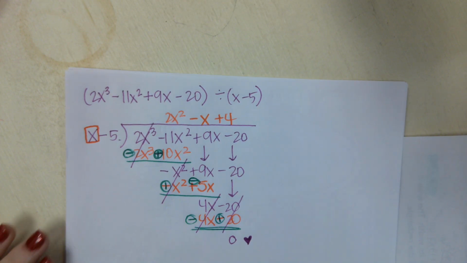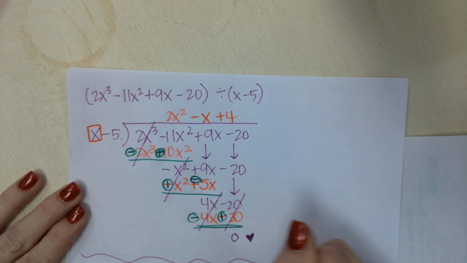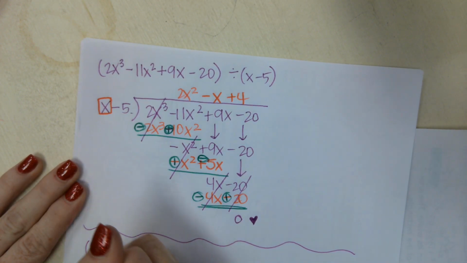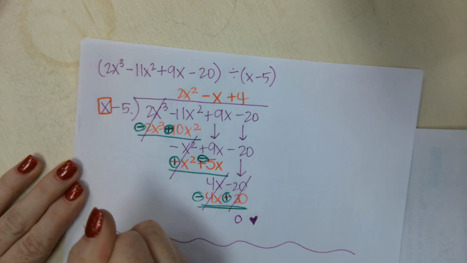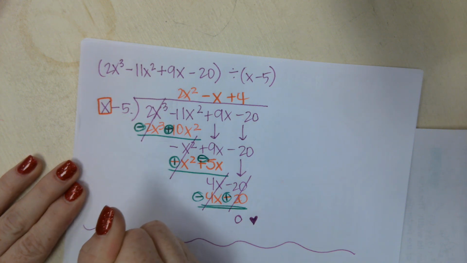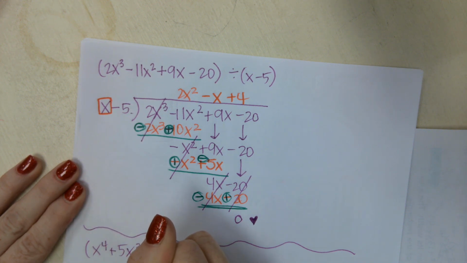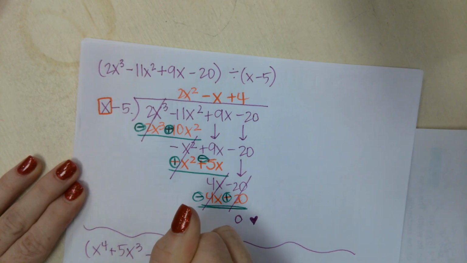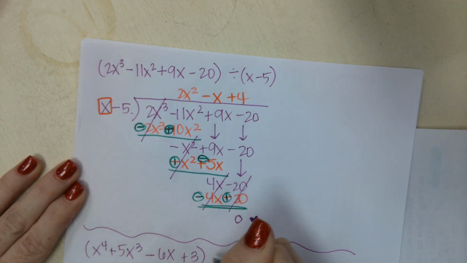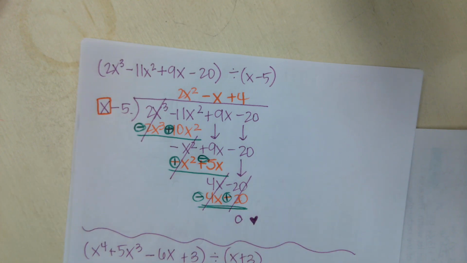All right, I want to do this one, okay? I want to do x to the 4th plus 5x cubed minus 6x plus 3, and I want to divide that by x plus 3.